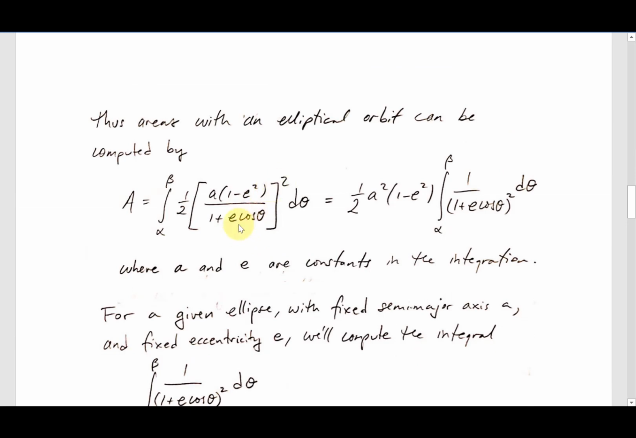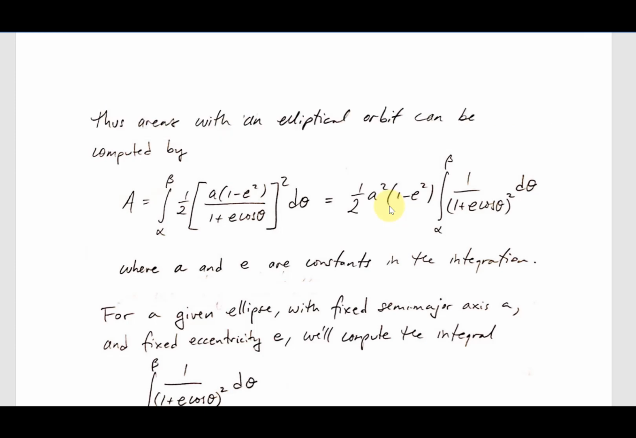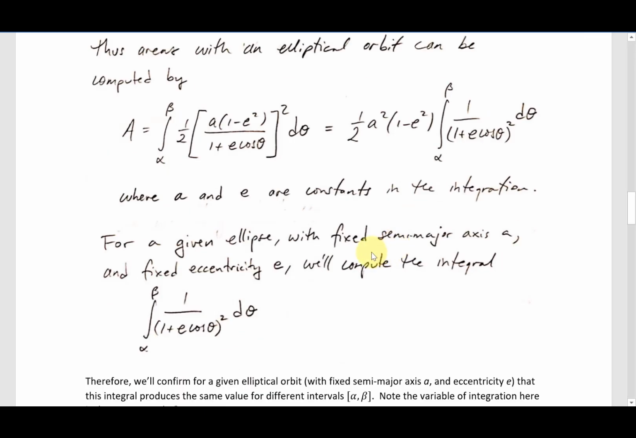Now what I've done here is I recognize, of course, the 1/2 as a constant, but in the integration, so are a and e. These are constants. So I'll factor all of those out because it'll make the integration easier to evaluate without those factors in the way. So for a given ellipse with a fixed semi-major axis and fixed eccentricity that don't change in the integration and don't change during the orbit, we'll only need to compute just this integral here.